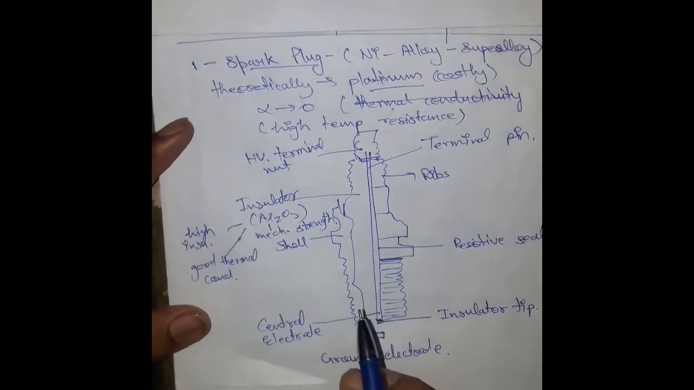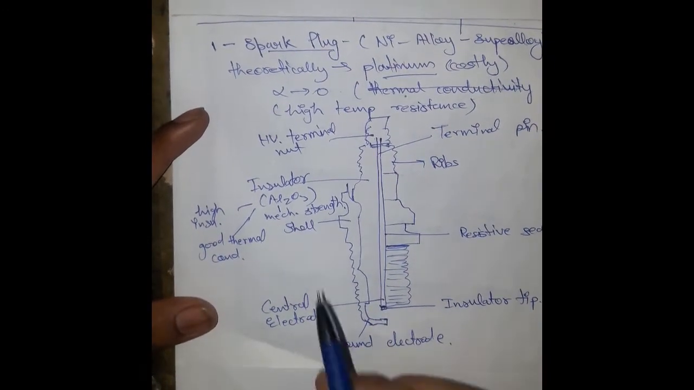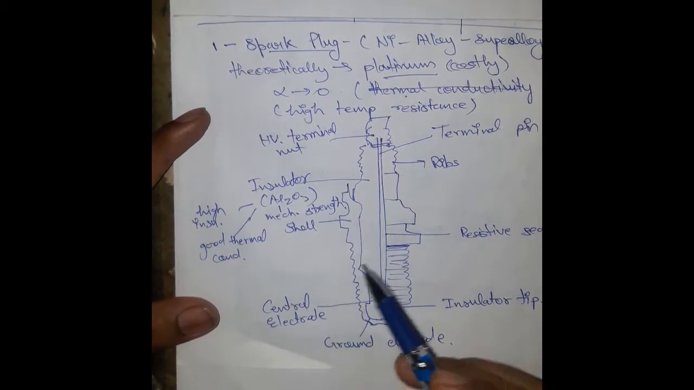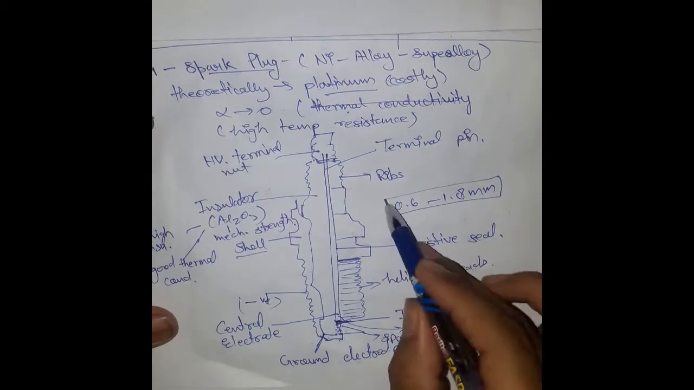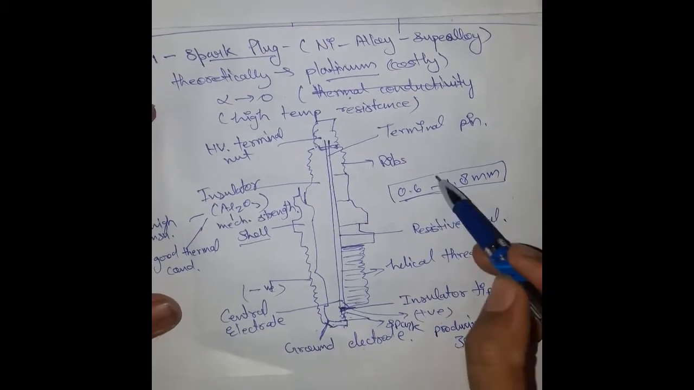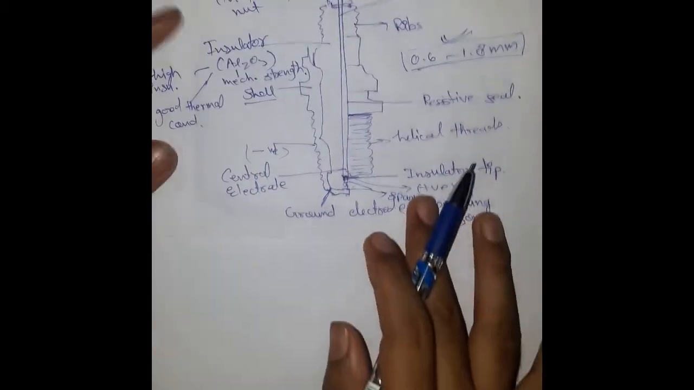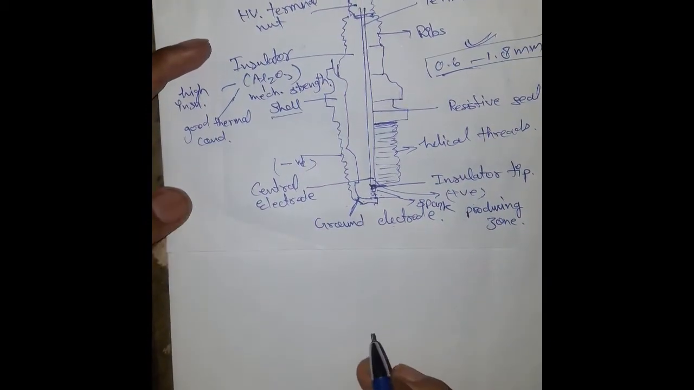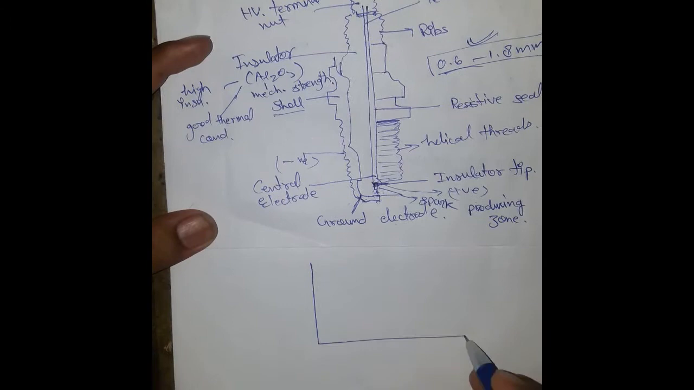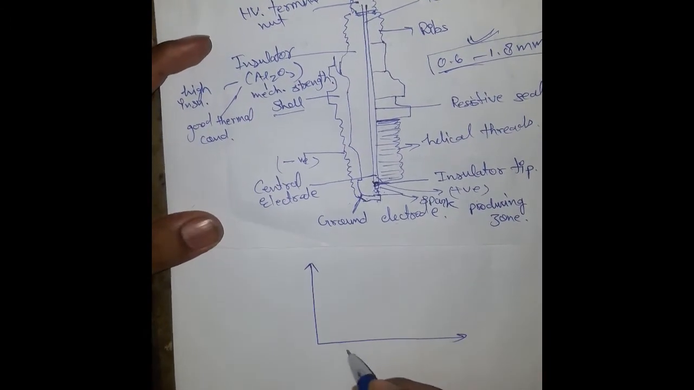The shell here also provides high mechanical strength and provides surface protection from corrosion. And why this is kept in this range, we will look. So let us make a diagram that can indicate this. For that I am making a diagram.